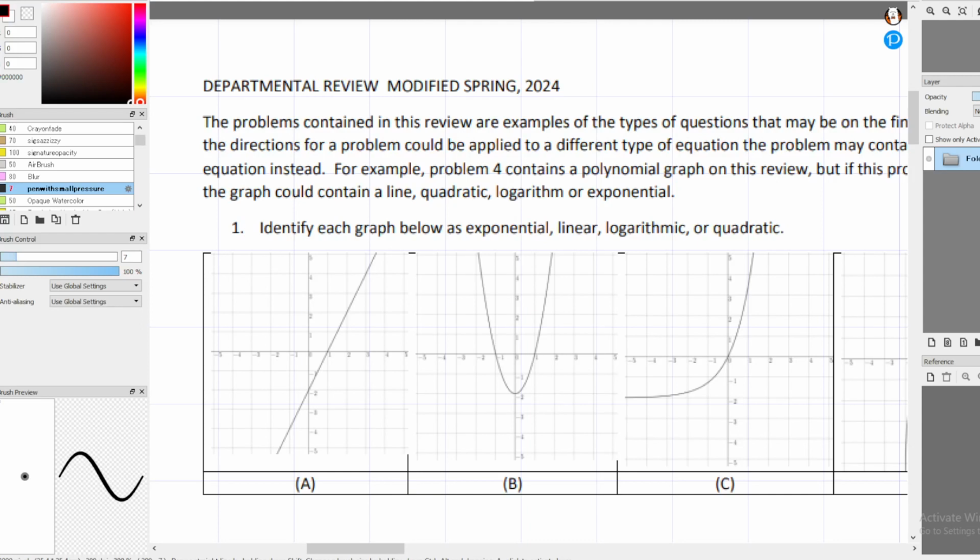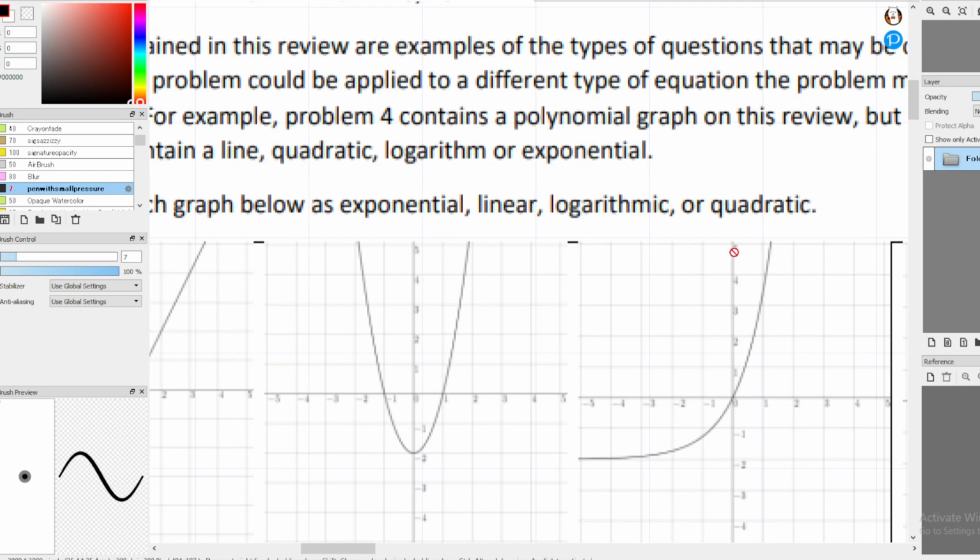Hello everybody. Today I am going to go over the department review, which is modified for spring 2024, and this is for Utah Valley University's 1015 course, though a lot of the principles covered in this are also applicable for the 1010 course, and it's a good review for some of the college algebra that we go over. So there are, I believe, 56 questions.